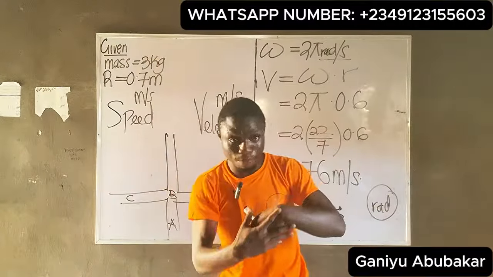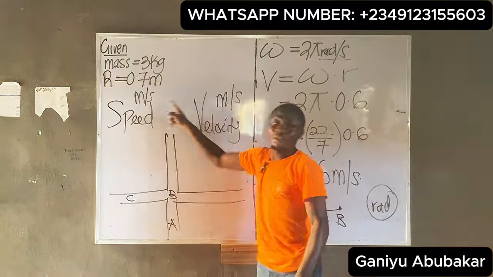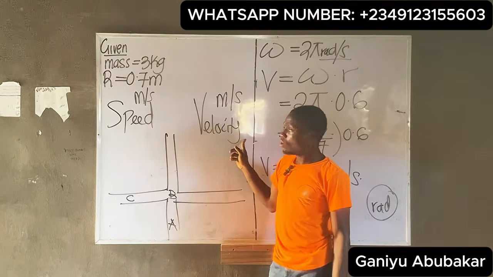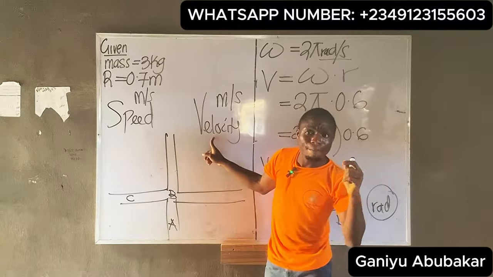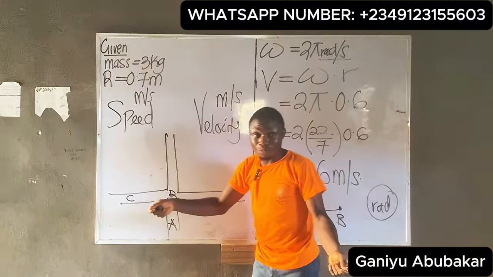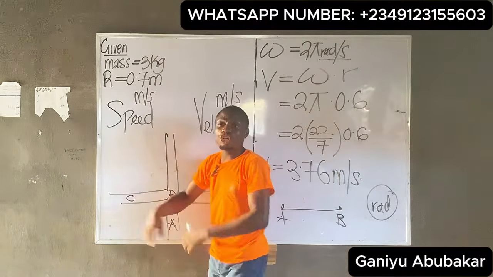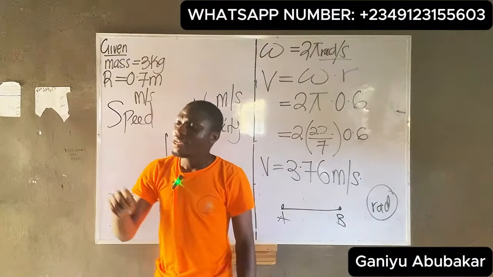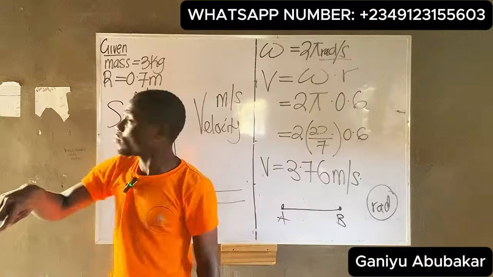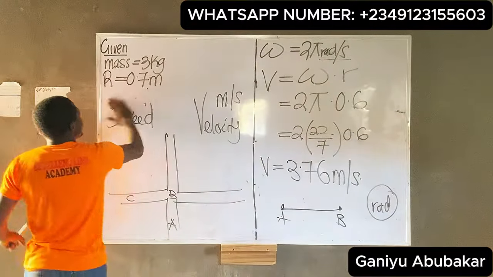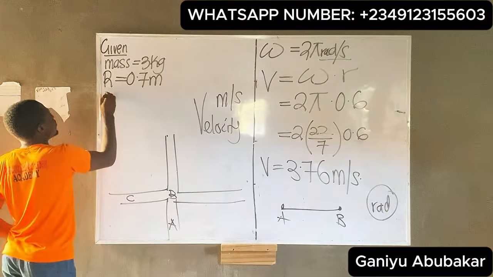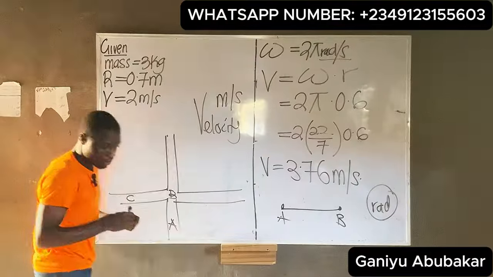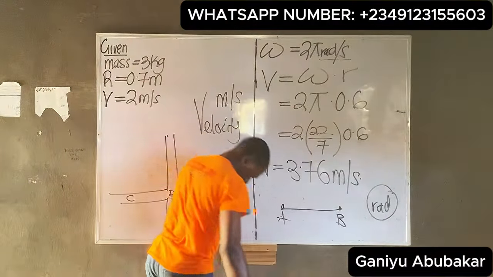They use it together because they have the same SI unit. Scalar, vector. Vector means magnitude and direction. Scalar means just magnitude. Are we good? So they said speed of 2, so that's V. 2 meters per second. No problem.